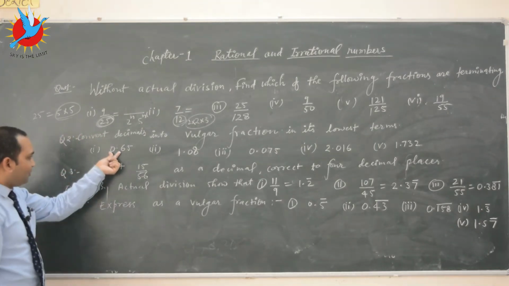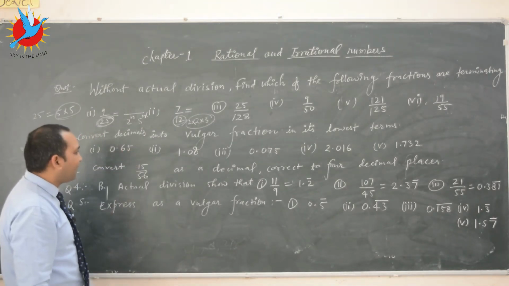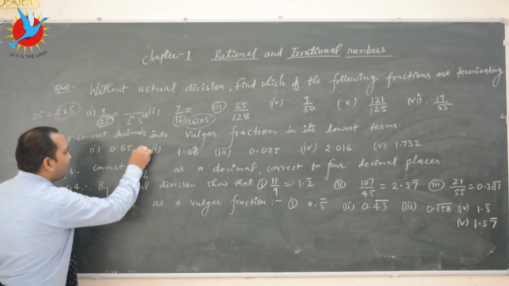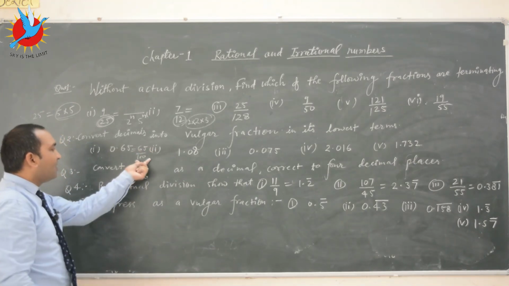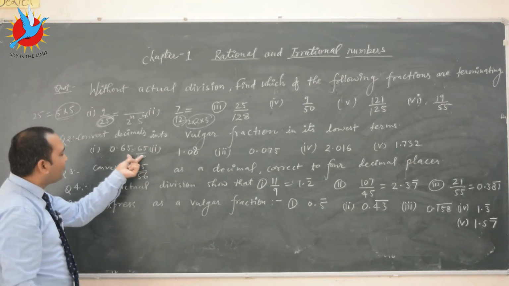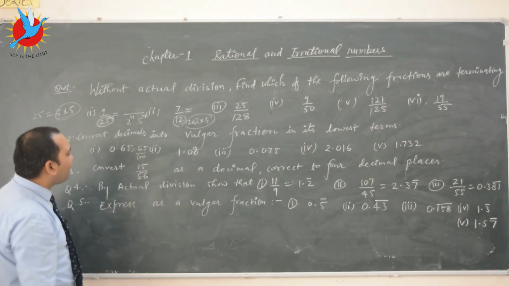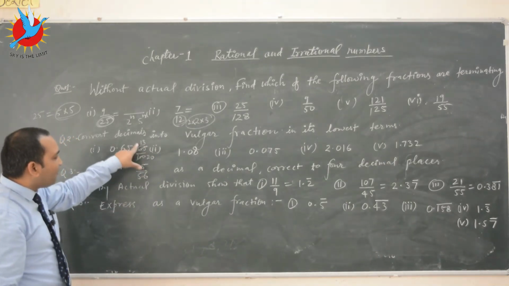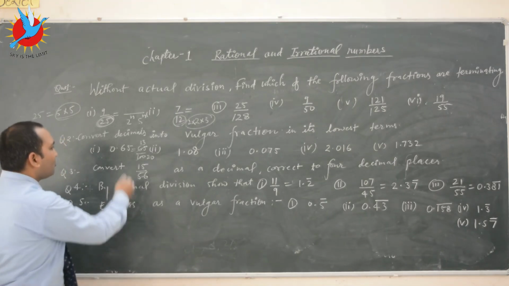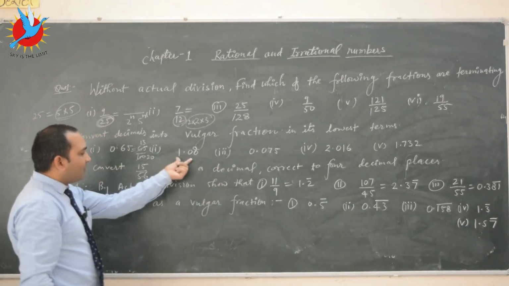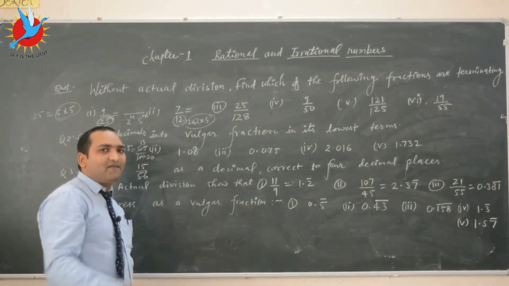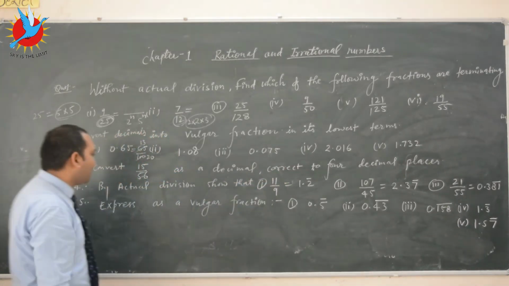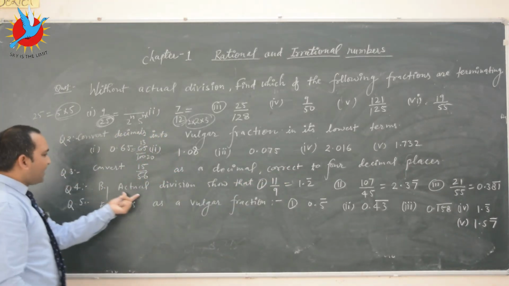Next, second, convert decimal into vulgar fraction. So if we represent 0.65 into the fraction form, it will be 65 upon 100. This is a decimal fraction, and we have to represent the decimal into the vulgar fraction. So simplify this, 5 13s are 65 and 5 20s are 100. So write in the simplest form 13 upon 20. This is a vulgar fraction. So similarly you solve all the decimals into decimal fractions and then simplify into vulgar fractions.